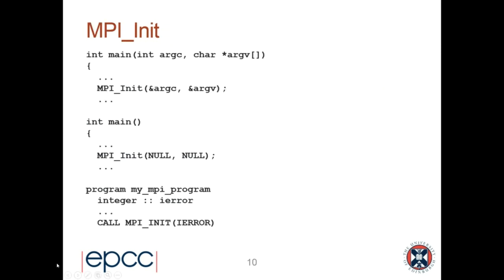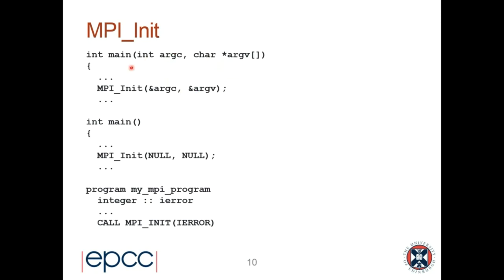So a standard MPI program in C will start off with int main. If you've got command line arguments, you'll have int argc, char star star argv. And then when you call MPI init, you have to pass a pointer to argc and a pointer to argv. So this is what you actually call. Now, because you're passing a pointer to argc, this is an int star. argv has already got two stars on it, so this becomes a triple star.